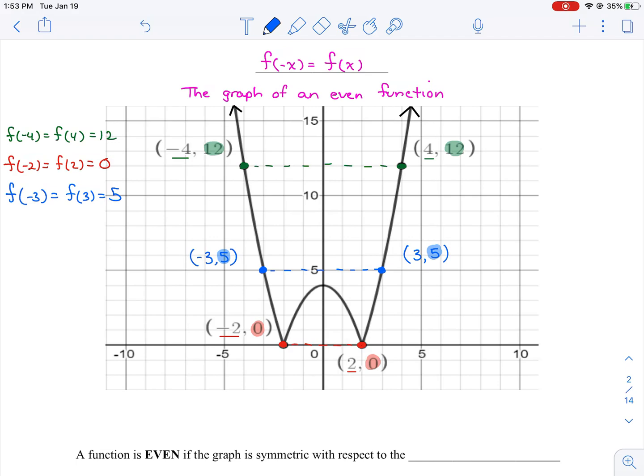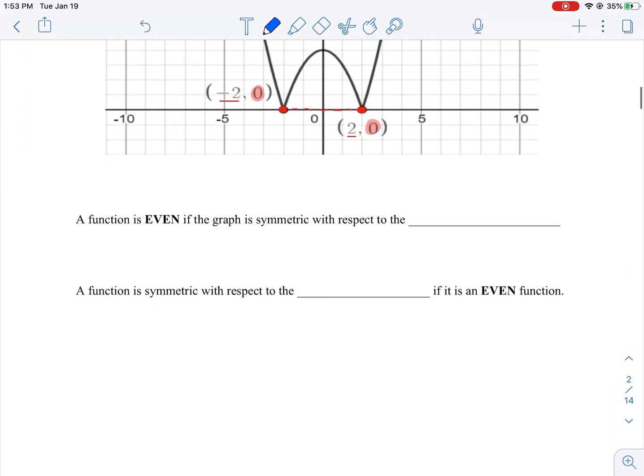Now, you may have noticed that this pattern produces a graph that is symmetric with respect to the vertical axis, or symmetric with respect to the y-axis. So what we can conclude is that a function is even if the graph is symmetric with respect to the vertical axis. And in this case, it's going to be the y-axis.